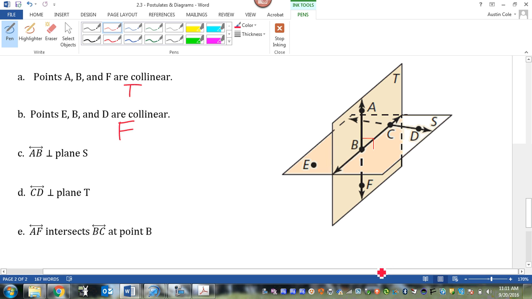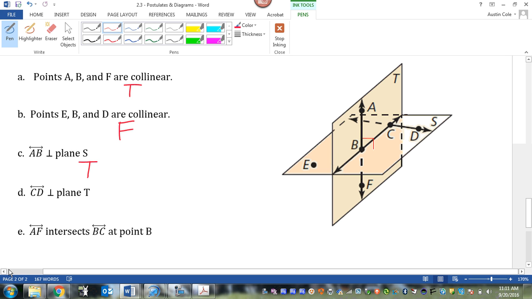Because I heard some people say, okay, AB is perpendicular to plane S. True or false? True. Because there's a right angle sign. Who agrees with Hans? Okay.